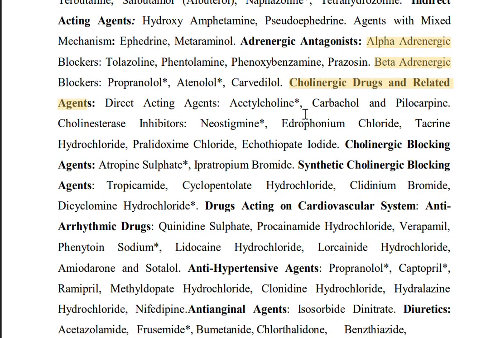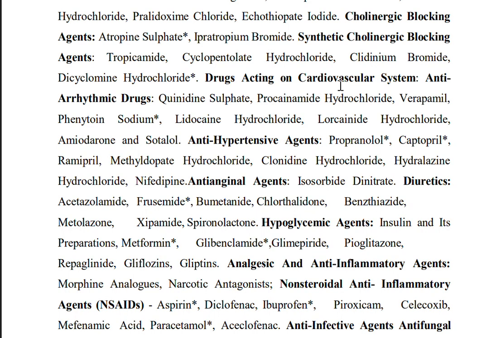Can you guess which of these agents is used for Alzheimer's disease? Tacrine. Tacrine contains the acridine ring and is used for Alzheimer's disease. Remember, this basic ring also plays an important role in exam preparation. And cholinergic blocking agents such as atropine sulfate, ipratropium bromide. Synthetic cholinergic blockers: tropicamide, cyclopentolate hydrochloride, clidinium bromide, dicyclomine hydrochloride.